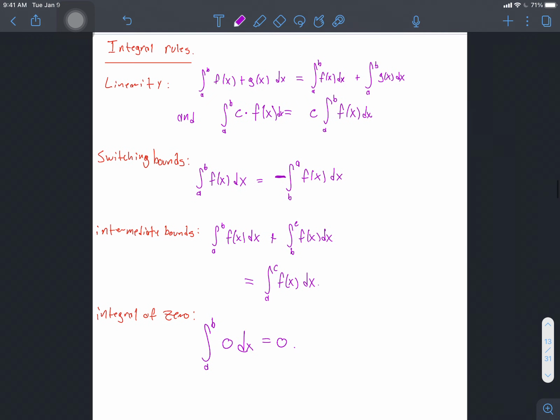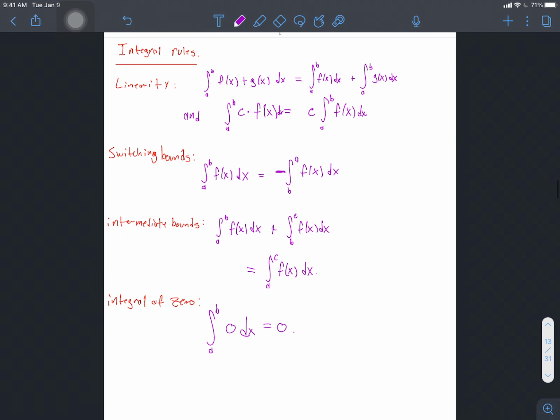Okay. Any questions about these integral rules so far? I know I just threw up a bunch of stuff on the board all at once. Are you overwhelmed? A little overwhelmed. Okay. Well, don't worry. We're going to come back to these several times as we move on. Does anyone have a specific question about any of them that we should discuss before we move on? Yeah, Christian. Can you just explain the switching bounds a little bit?